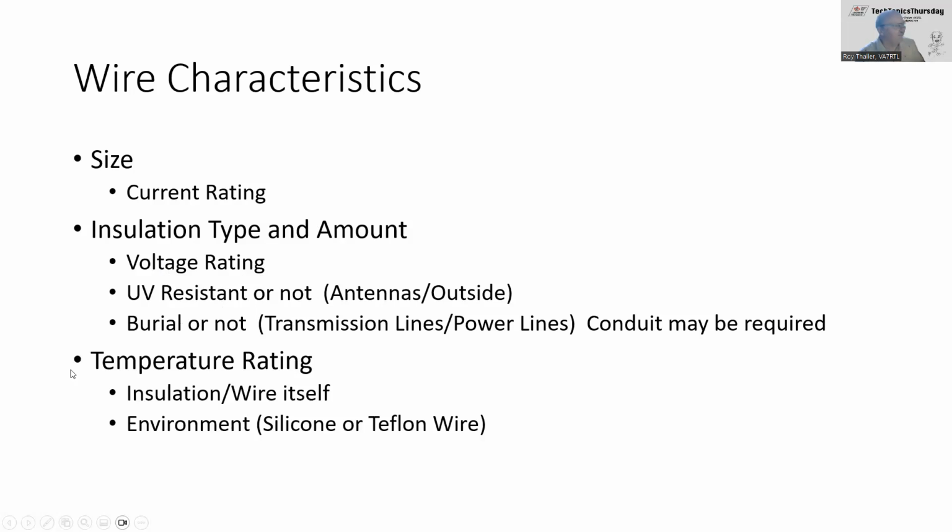And then the other important thing is the temperature rating. So it's the insulation or the wire itself. Sometimes the wire can heat up, and there's usually a temperature rating associated with the wire. And then also, if the environment is warm or hot, then you might need silicone coated wire or Teflon wire, so it protects itself from the heat in the environment. So these are some of the things you need to look at.